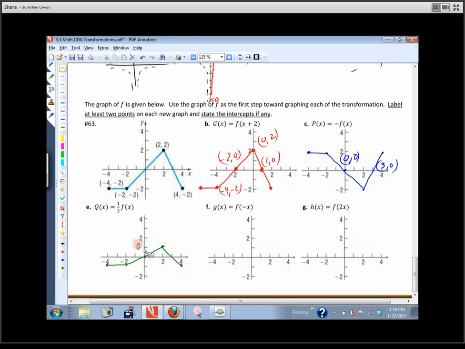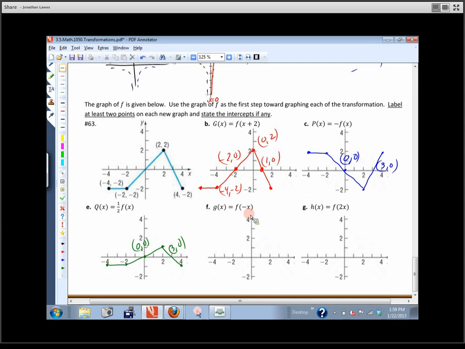And why are the intercepts still the same? What's that? All we did was a vertical change, and if we're only changing the y's by multiplying them by something and they're already 0, there's no change there. Okay? Let's take a look at this one.